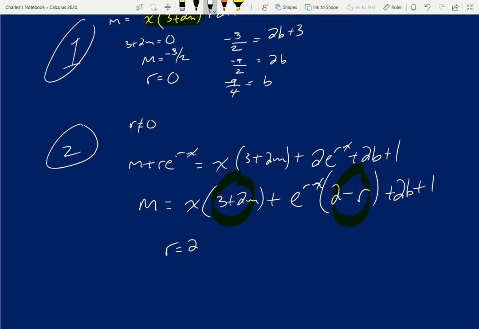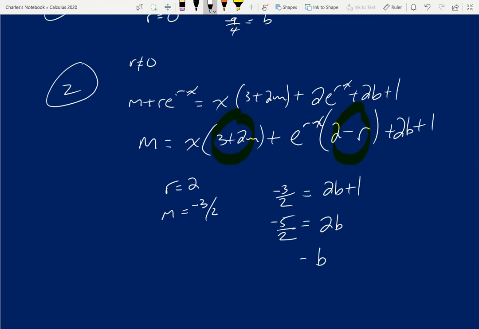Well, first, r is going to equal 2. m is going to equal negative 3 halves. And then we have this equation, negative 3 halves is equal to 2b plus 1. 2b is equal to negative 5 halves. b is equal to negative 5 over 4.